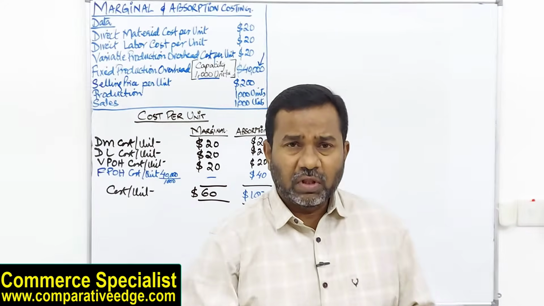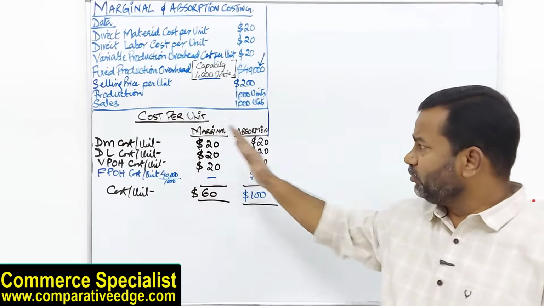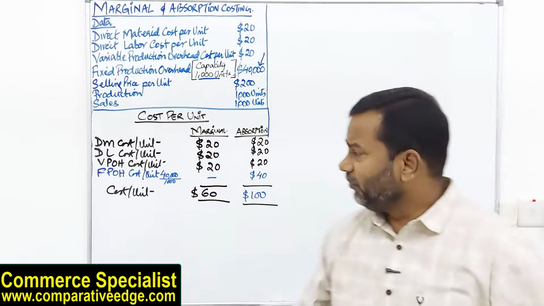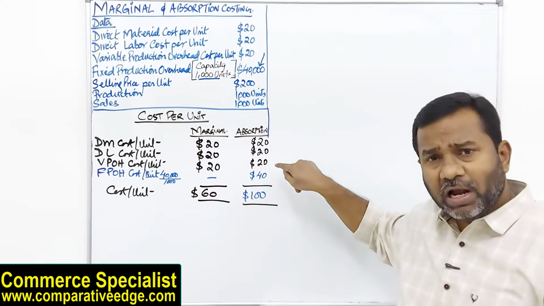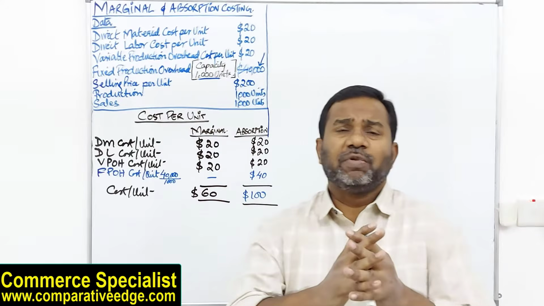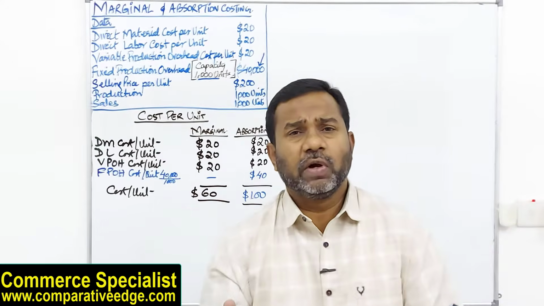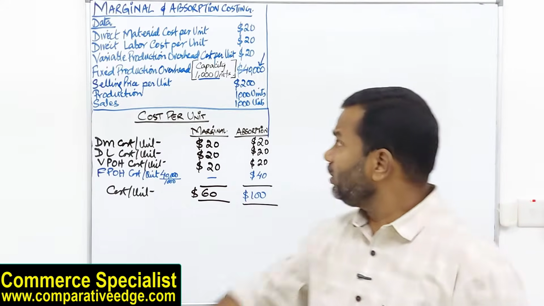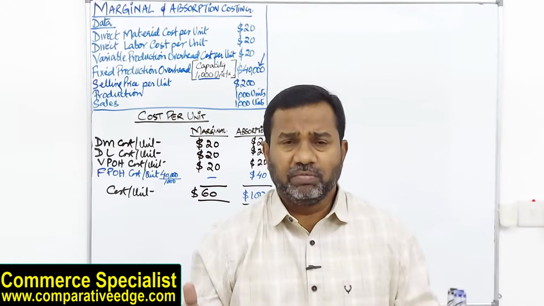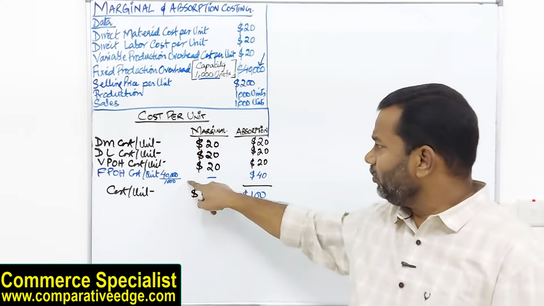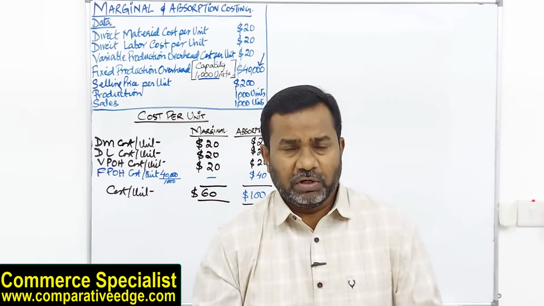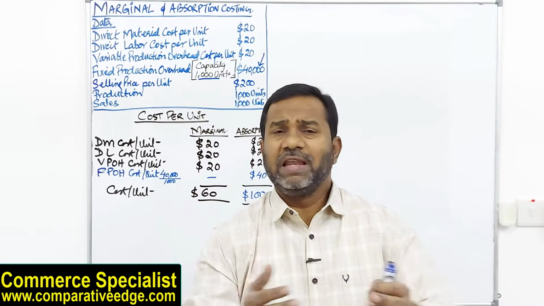Once again, marginal cost per unit and absorption cost per unit are 90% the same. The only difference is that when you're calculating absorption cost per unit, you've got to include fixed production overhead cost per unit. To make the example very simple, let's say fixed production overhead is the rent of the factory. So the rent of the factory is 40,000. We have to divide it by the capacity. Let's say the maximum units that can be made is 1,000. So what will be the rent per unit? 40.